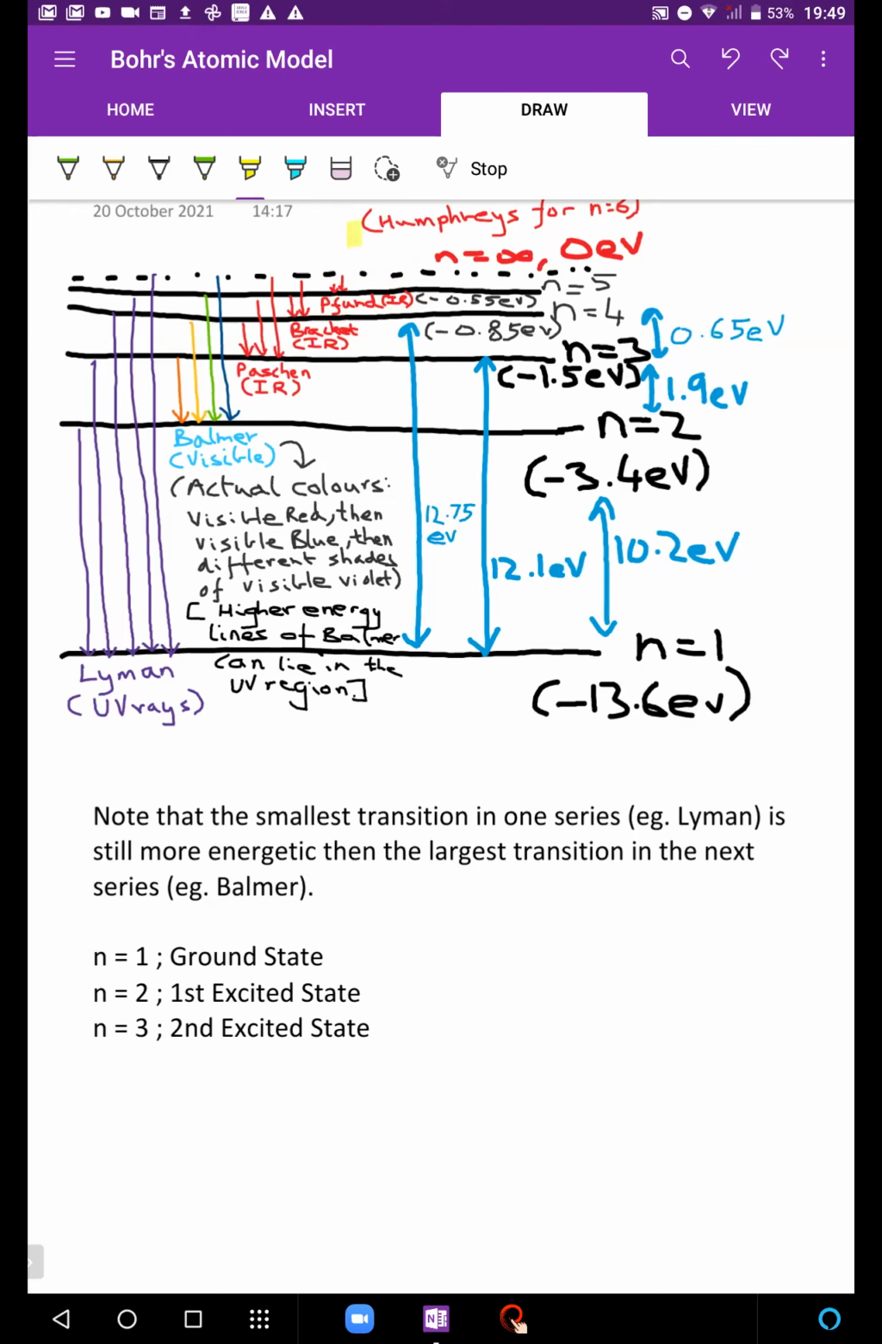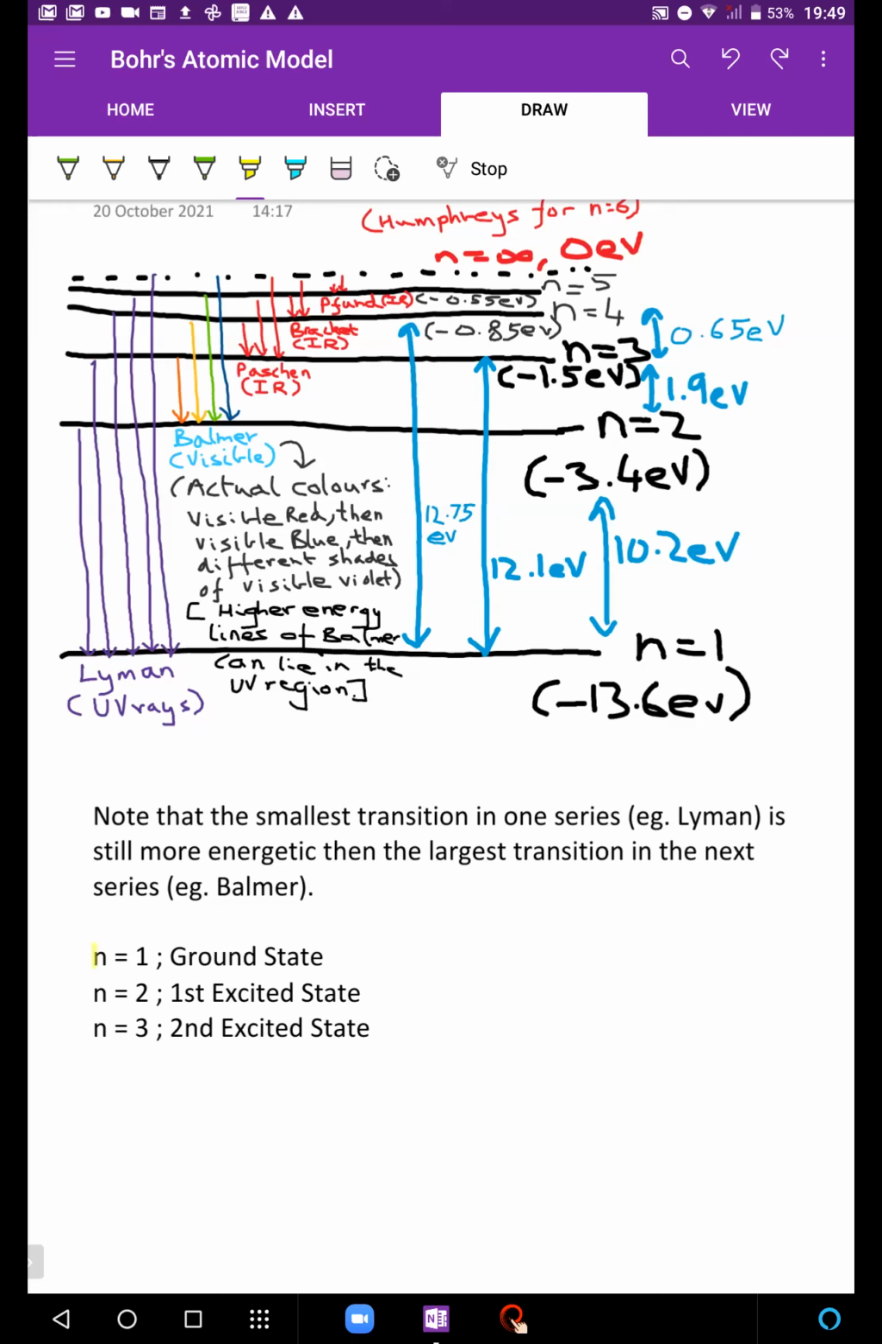And again, FYI, Humphreys is when it ends at the sixth orbit. So some of these names are just FYI. Normally they'll not really test Brackett, Pfund, Humphreys. They'll expect you to know Lyman, Balmer, Paschen. Okay? But for general knowledge, the names are Lyman, Balmer, Paschen, Brackett, Pfund, Humphreys. Okay.